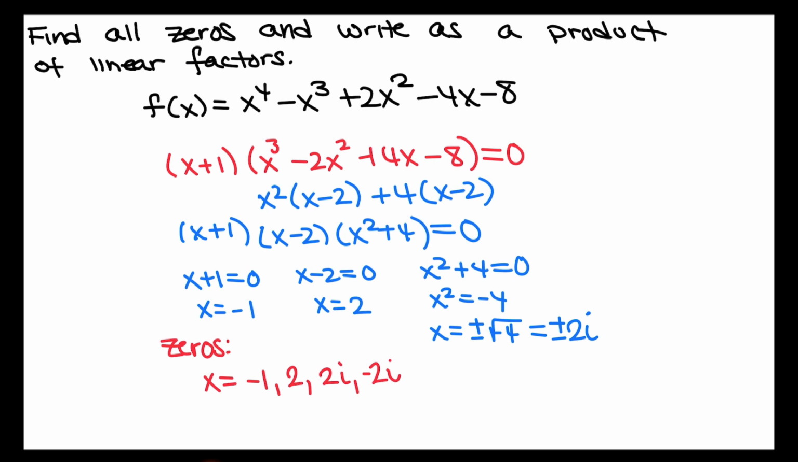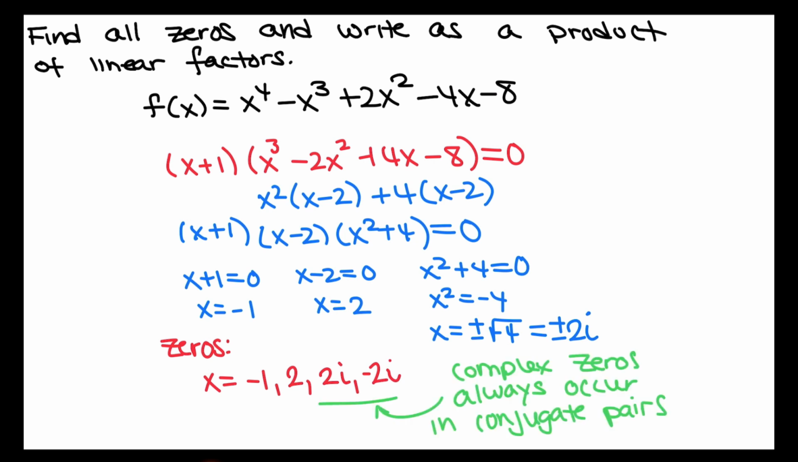Each of the factors will be of the form x minus a 0. I would also like to point out that anytime you get complex zeros, zeros with i's in them, they always come in pairs. And they always come in what's known as conjugate pairs, where one of them is going to be a positive i and the other will be a negative i. We'll say a little bit more about that later.